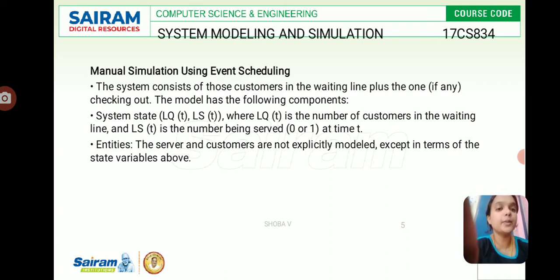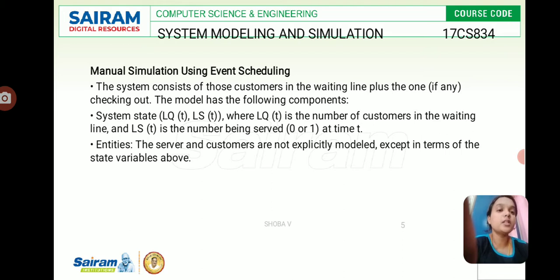Because it is in a random way. So the system state is LQ of T, LS of T, where LQ of T is the number of customers in the waiting line and LS of T is the number being serviced, 0 or 1, at time T. The entities, the server and customers, are not explicitly modeled except in terms of the state variables above. So LQ of T and LS of T are the important parameters which we have to understand. LQ of T is the number of customers waiting in a line, and LS of T is the number being serviced at time T.